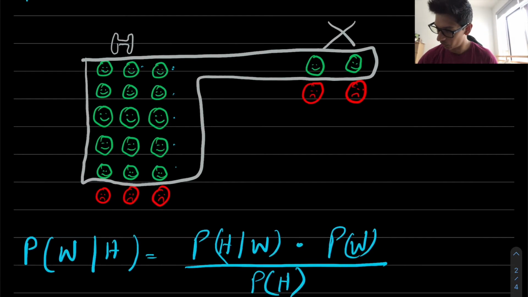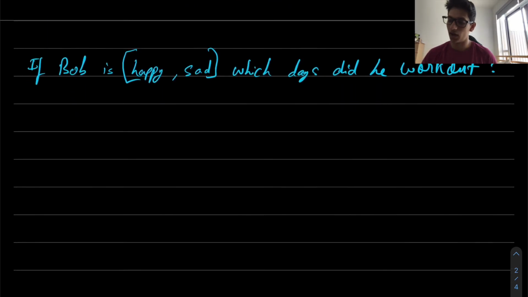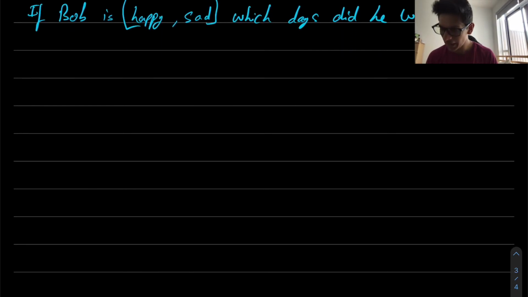These are all values that we know, so we could just calculate it straight away. Alright, so final question. If Bob is happy and then sad, so happy on the first day, sad on the second day, which days did he work out? So essentially, what we're trying to do is maximize the likelihood here. So we have four options.